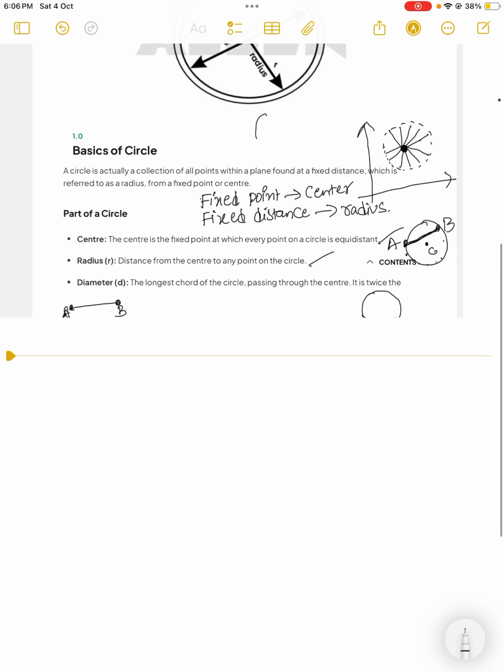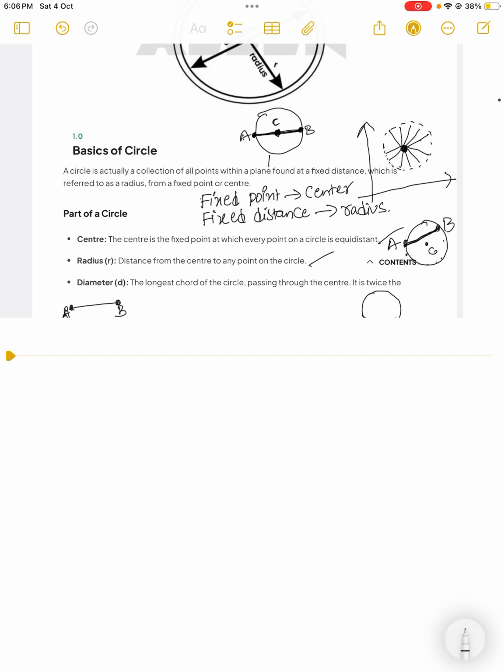Here we observe another figure. This is the circle. This is the center. And here we take point A, and here also we take point B. If AB is a chord passing through the center of the circle, it is called a diameter. In this diagram, AB is a diameter of the circle because a chord passing through the center of the circle is called a diameter.